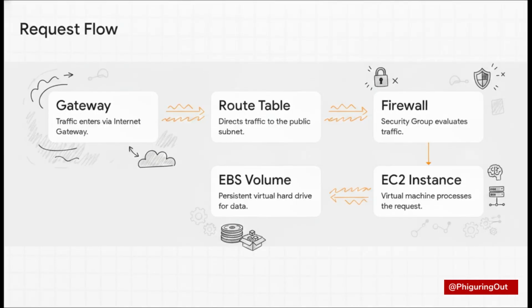Okay, let's look at this diagram and trace how a web request actually routes through this architecture. Traffic from an end user enters your isolated cloud network right through the internet gateway. From there, the route table directs that traffic to the specific subnet where your server lives. But right before it touches your server, it hits the security group, which acts as this strict instance-level firewall. If the security group gives it the green light, it finally reaches your EC2 instance. The instance acts as the brain, processing the request and reading or writing persistent data straight down to its attached virtual hard drive, which is called an EBS volume.